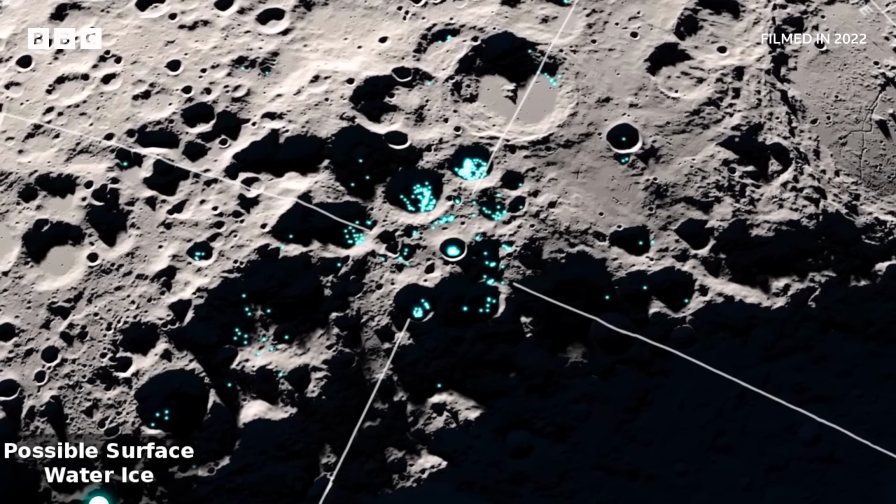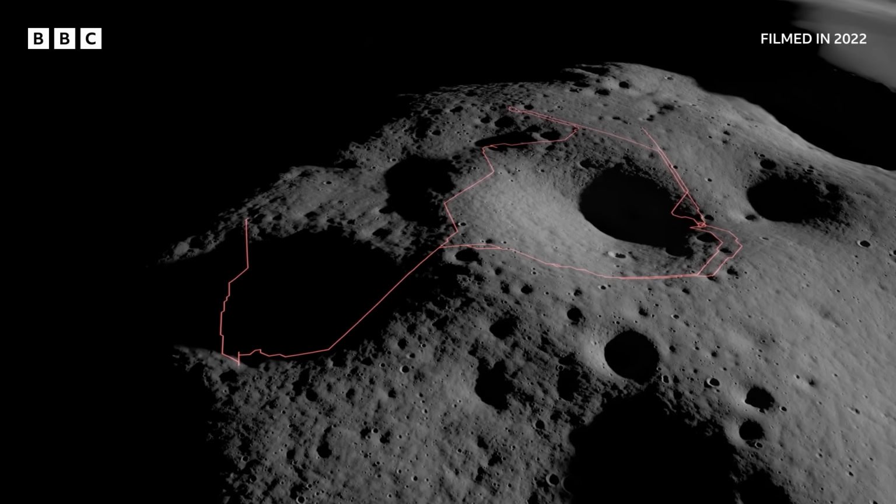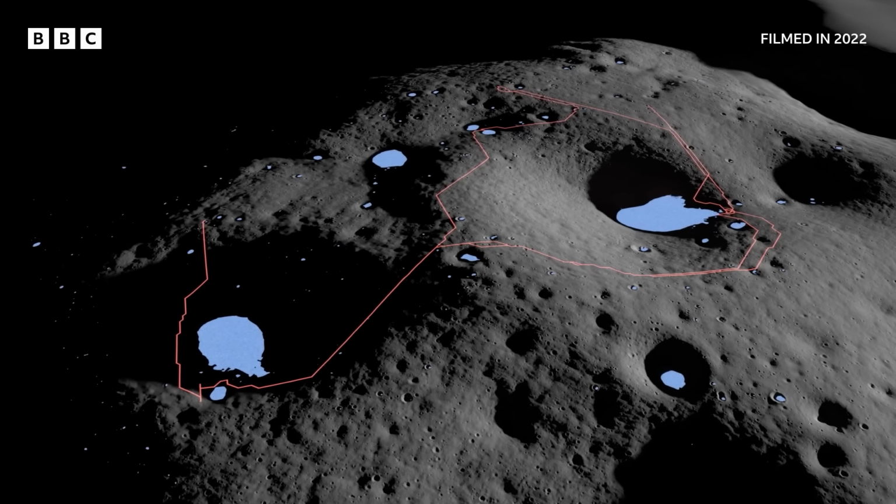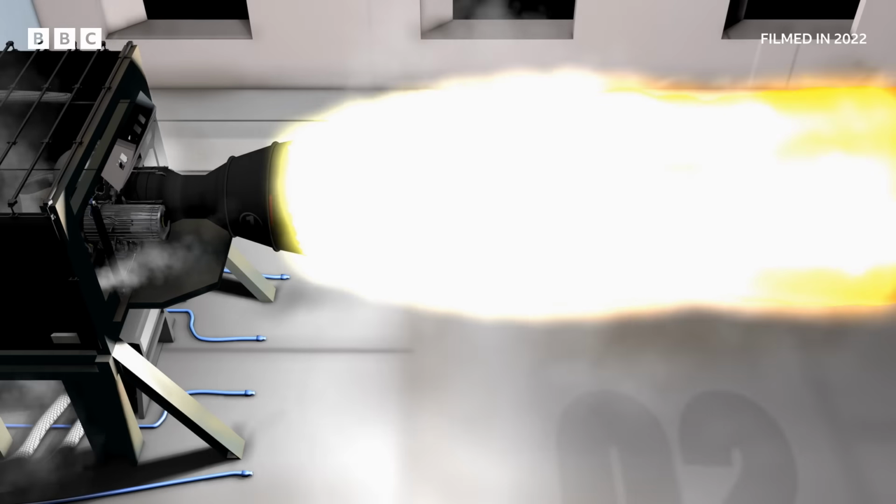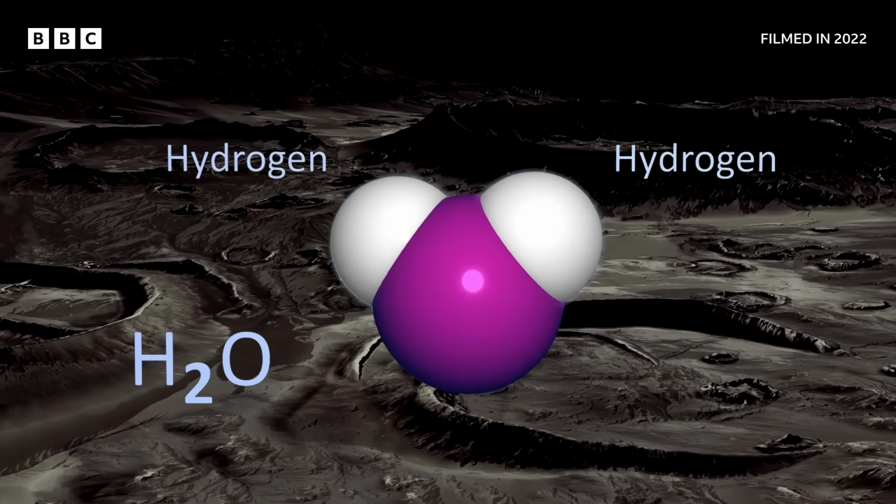Then there is the possibility of finding water. Water exists there, and that can be a total game changer because water is not only good for humans, but mostly for propellant. Because water, you can split it into hydrogen and oxygen, and it can serve as the most energetic propellant that we know.